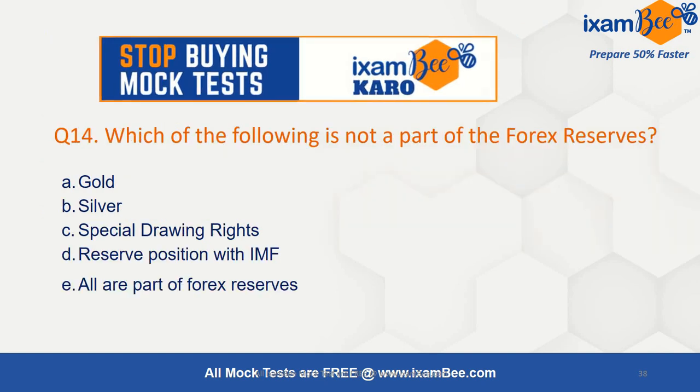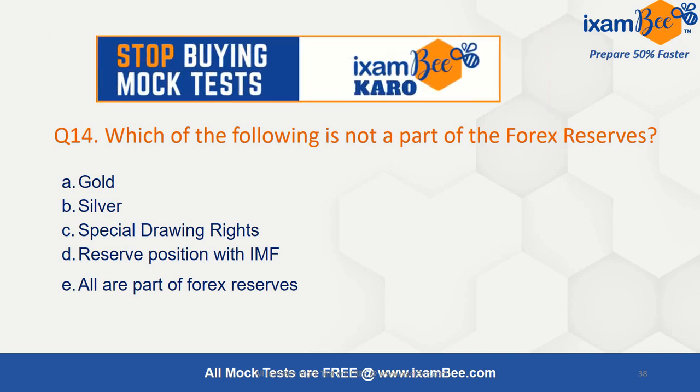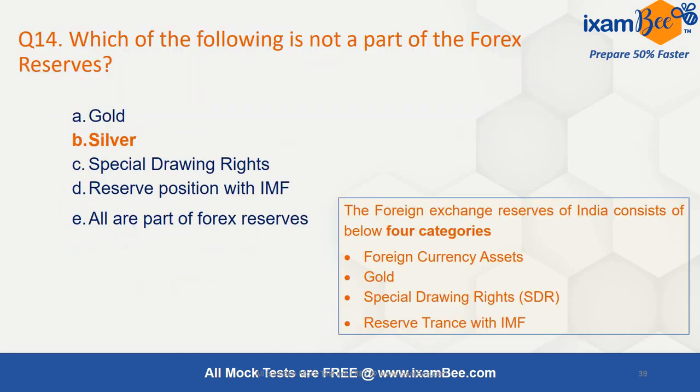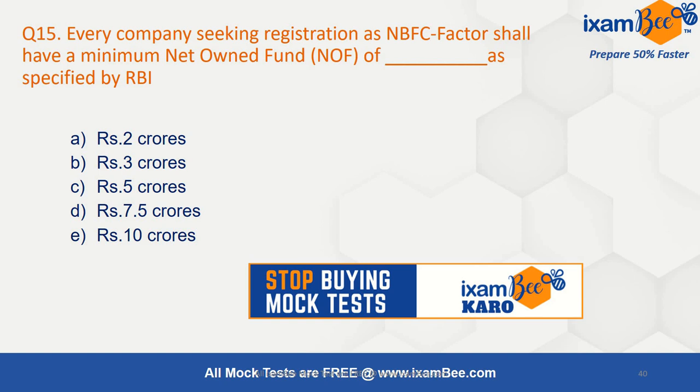Which of the following is not part of forex reserve? Many times I have discussed this, because RBI keeps on publishing forex details, I think on a fortnightly basis. The answer here is silver, because gold, SDR, special drawing rights, reserve tranche with IMF, all are included along with foreign currency assets, but silver or any other metal other than gold is not there.